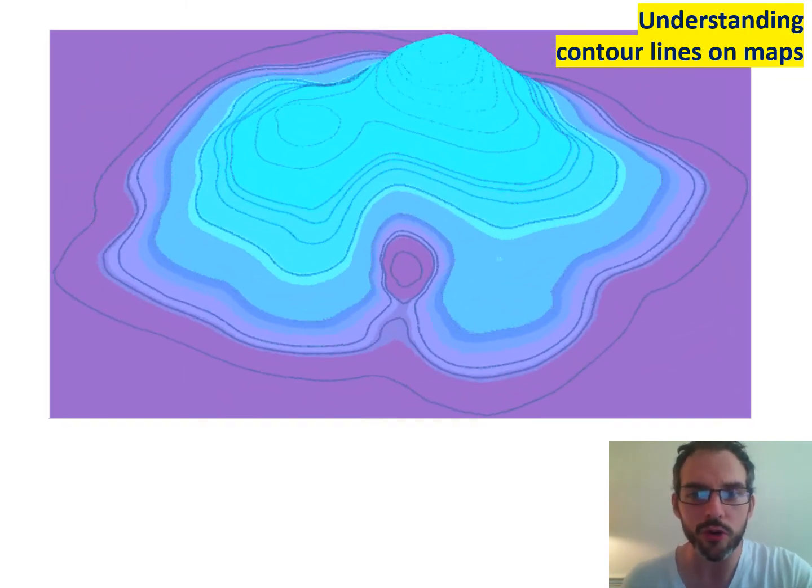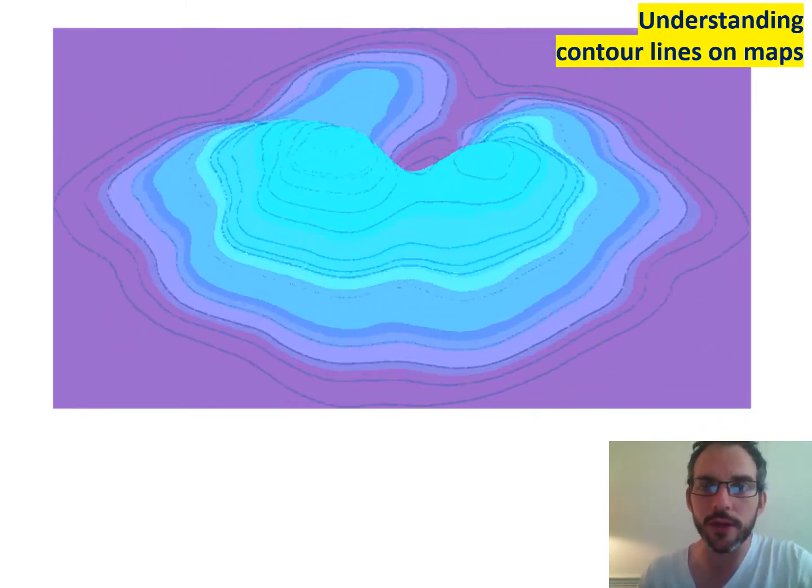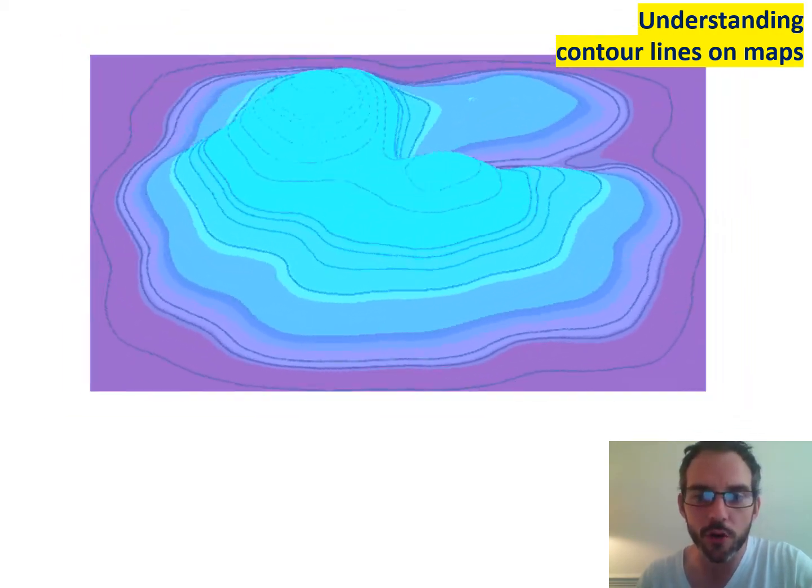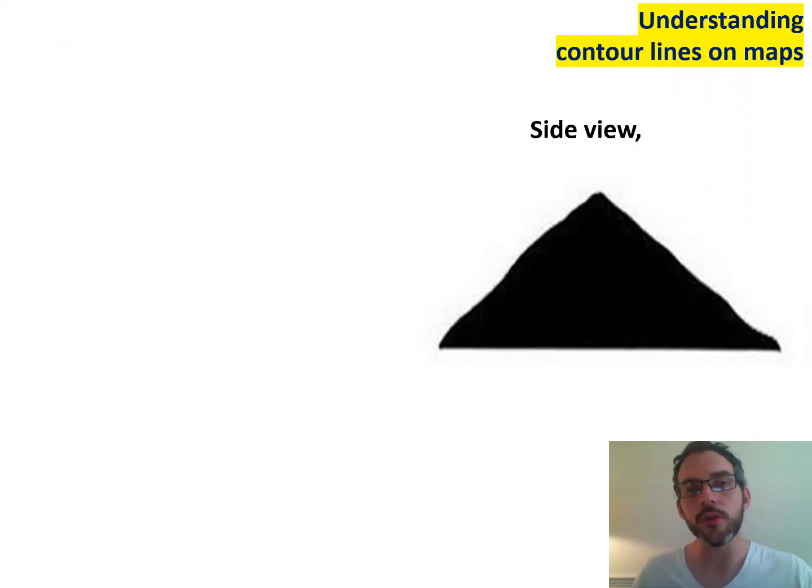What I'm going to talk you through, and this is essential geography, is how to understand contour lines and what they show. So what I want you to imagine is that you are looking at this mountain from the side. It has pretty much the same gradient on both sides, the same steepness on both sides.